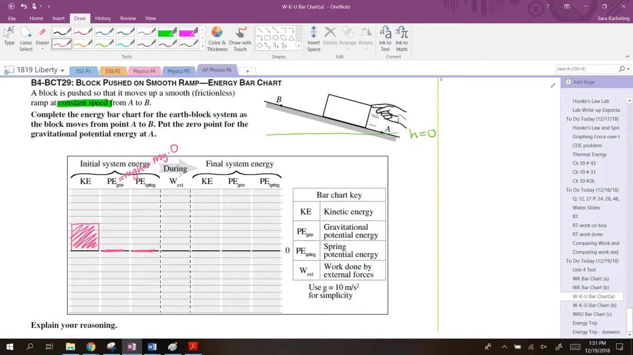Let's talk about the kinetic energy at the end. Does the box have kinetic energy at the end? Yes. What evidence do you have that it does have kinetic energy? It's constant speed. So not only do we know that it has kinetic energy, how much does it have if it had 4 at the beginning? 4 at the end. It's got to have 4 at the end, right? 1, 2, 3, 4.